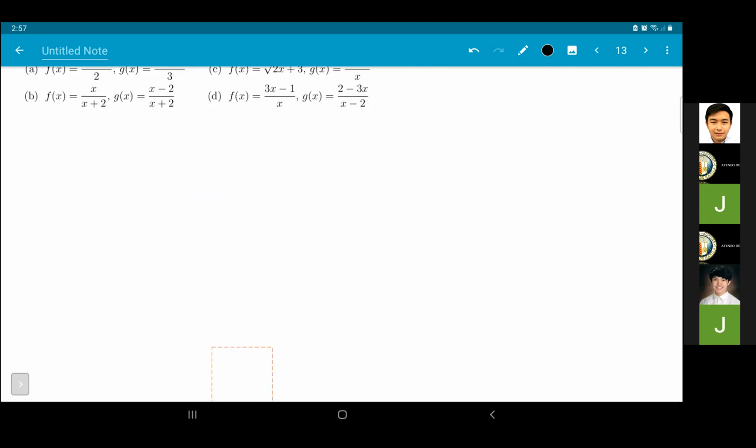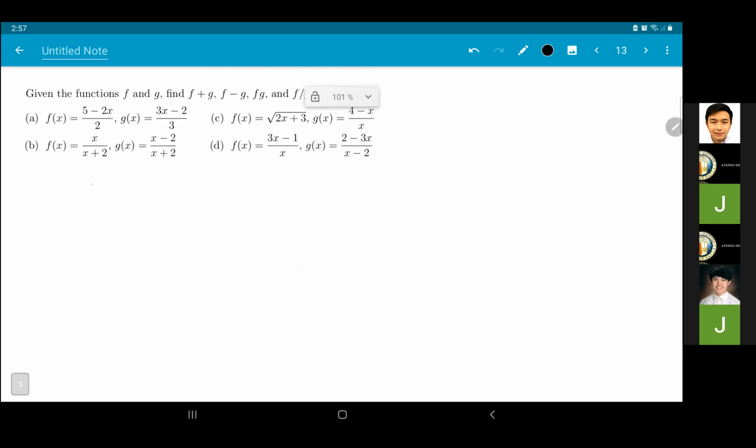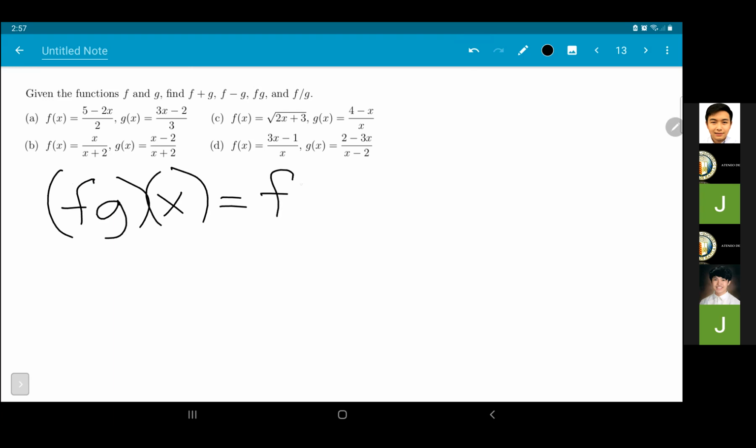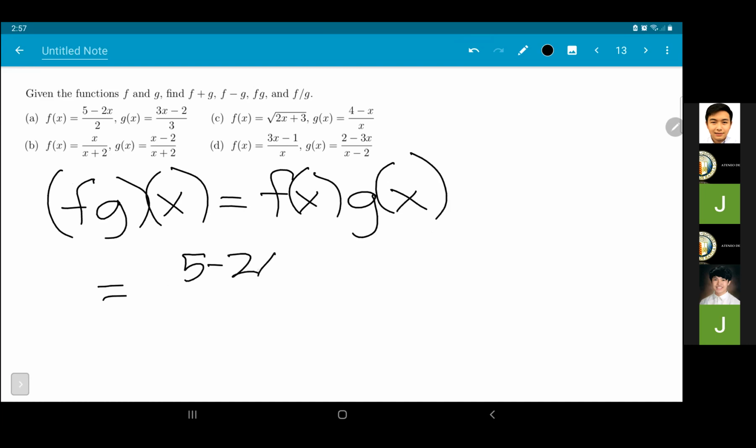And then fg means, okay, this symbol here, or sometimes you see a center dot. So that simply means the product of the two functions, f of x times g of x. So you just multiply and simplify.